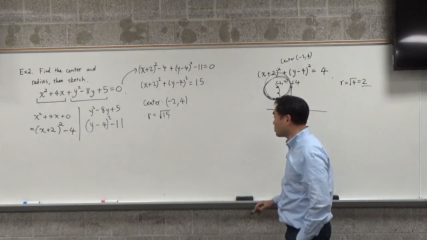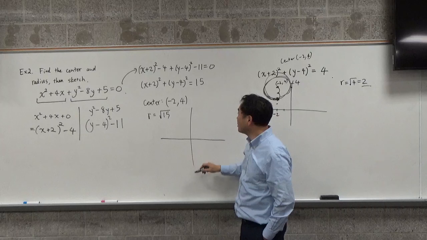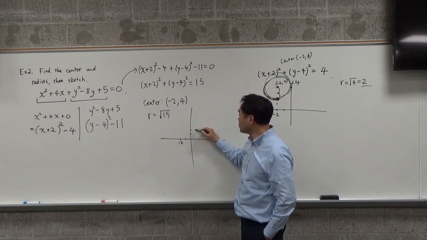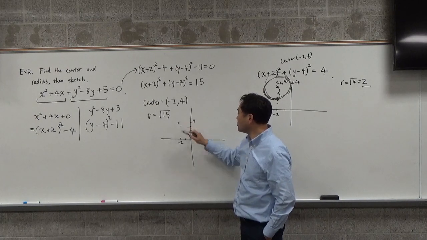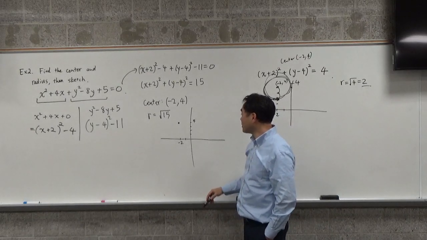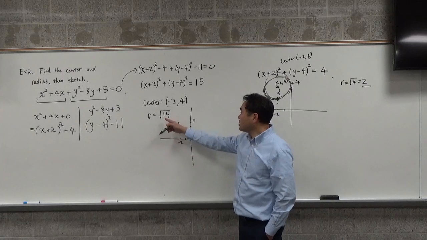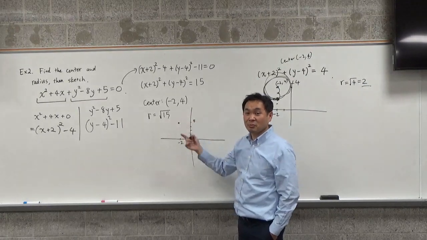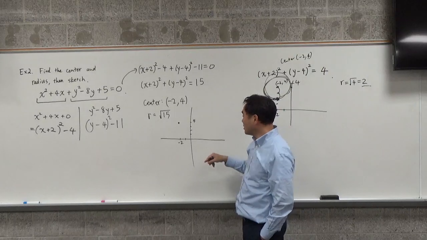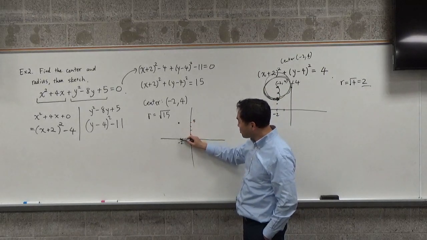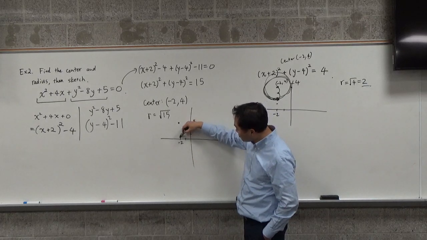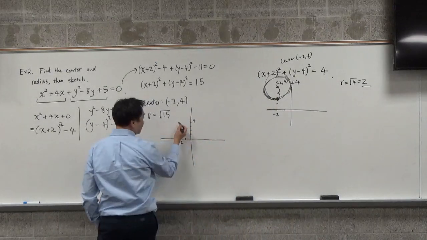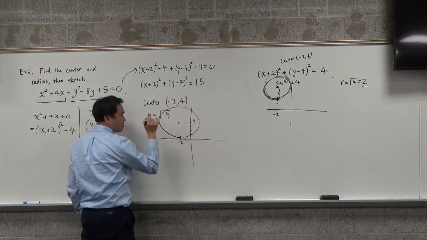Okay, so now I can draw the graph. You take 1, 2 steps left, negative 2, and then you go 1, 2, 3, 4. That's positive 4, so this is the center of the circle, negative 2, comma 4. And then, you see, square root of 15 is less than square root of 16. Square root of 16 is 4, so square root of 15 is slightly less than 4. Because this length is 4, you go slightly less than 4, so let's say you get to this point, and you just go around. This is the center, so it goes around. So that's the answer.